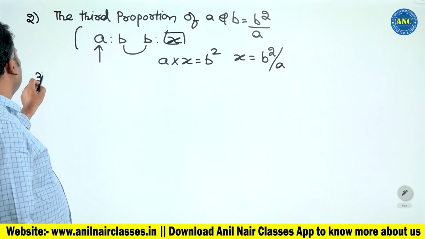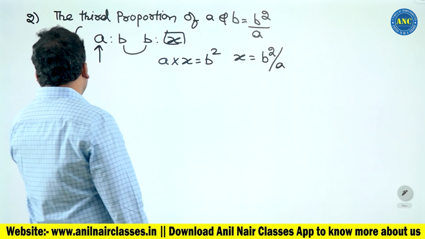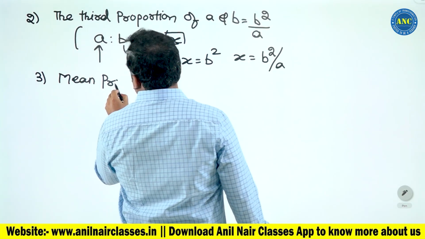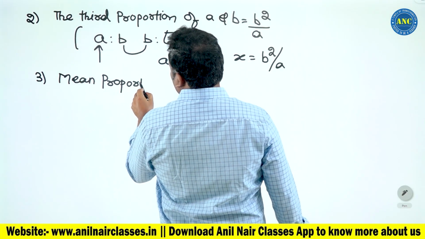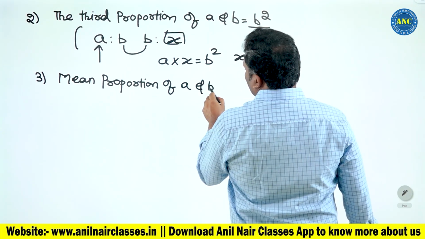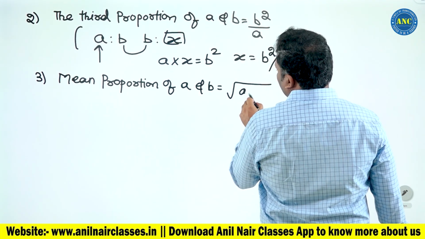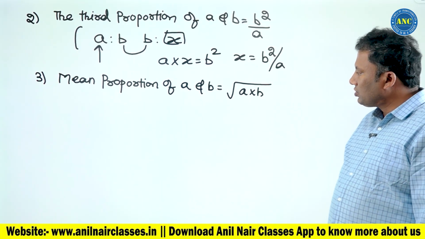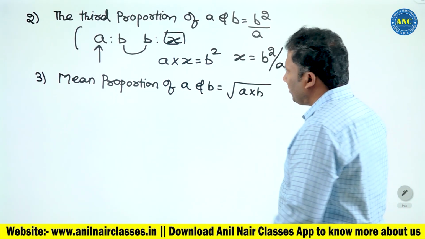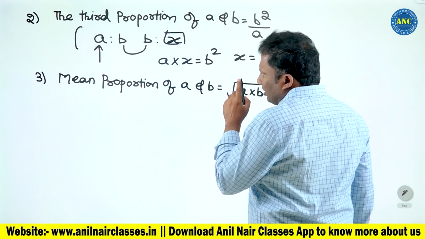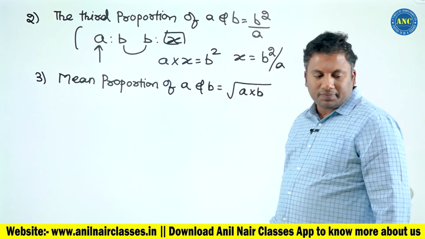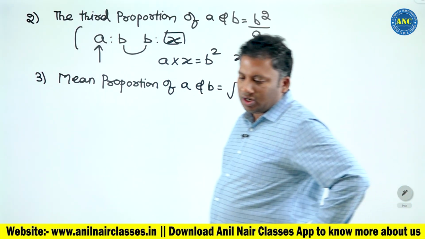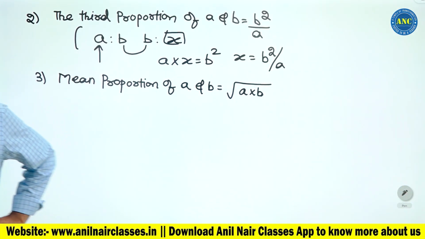Third one. Mean proportion of A and B, these two are important. Mean proportion of A and B is square root of A into B. These two are very important. Third proportion and mean proportion. Mean proportion of A and B is square root of A into B.